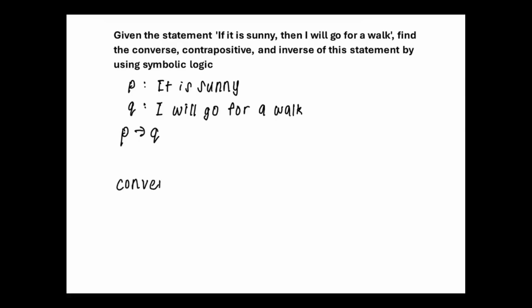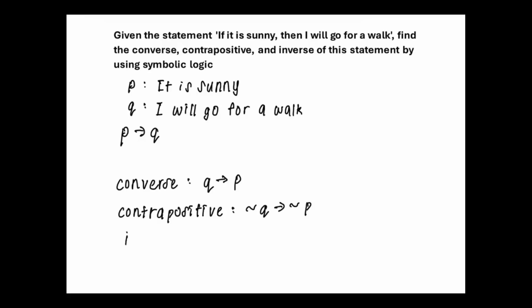Converse, I will swap P and Q. Thus, the converse statement will be if I go for a walk, then it is sunny. In logical form, Q implies P. For contrapositive, I must negate both the hypothesis and conclusion and swap them. Thus, the contrapositive statement will be if I do not go for a walk, then it is not sunny. In logical form, negation Q implies negation P.